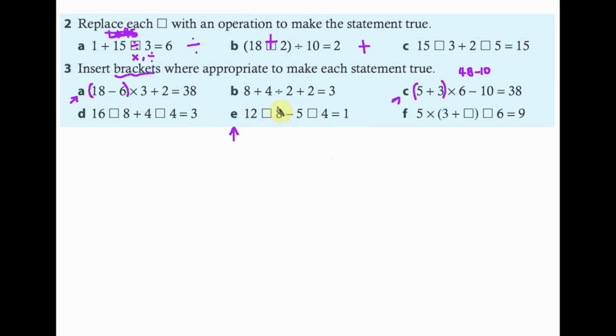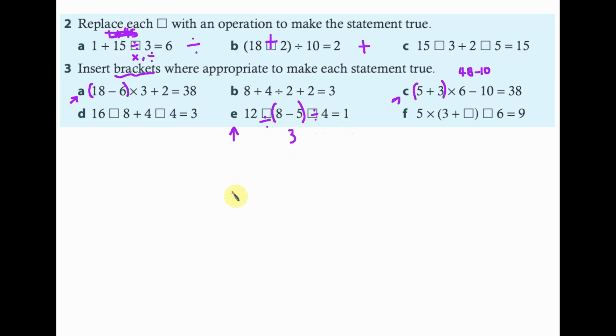In here, what if I put the bracket over here first? So 8 minus 5 is 3. Okay, in here, if I have 12, 3, and 4, I have to make it 1, which gives me a hint: 12 divided by 3, I know I will get 4. 4 and what operation to 4 will give you 1? What if I divide one more time?